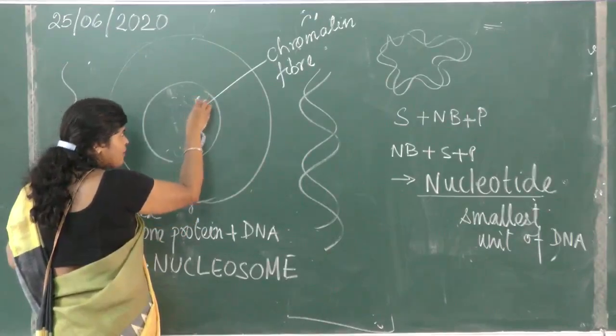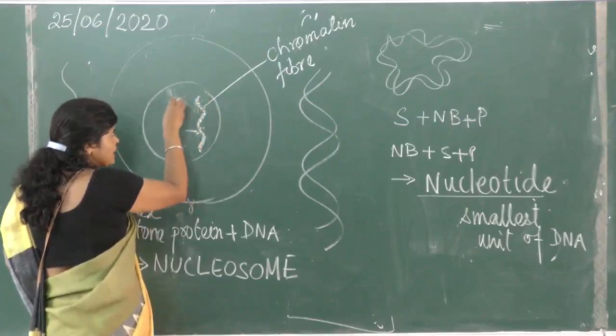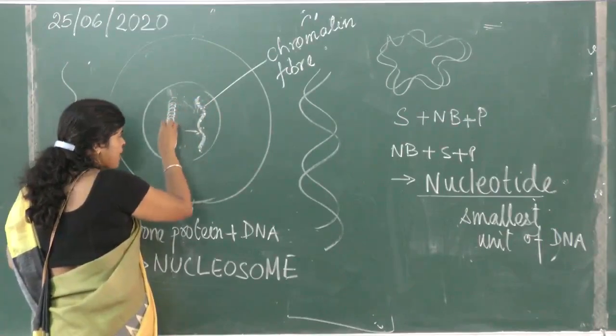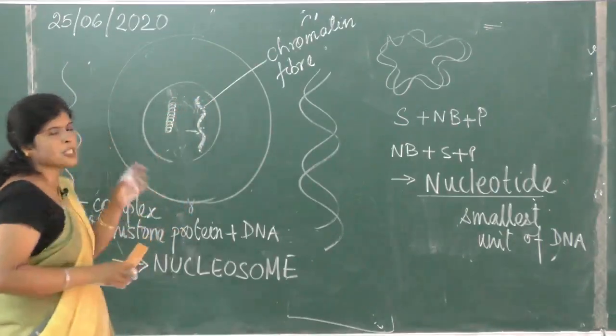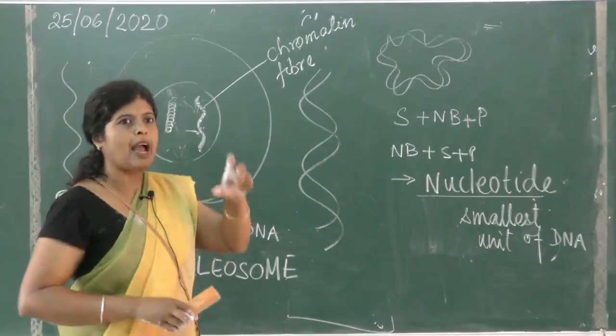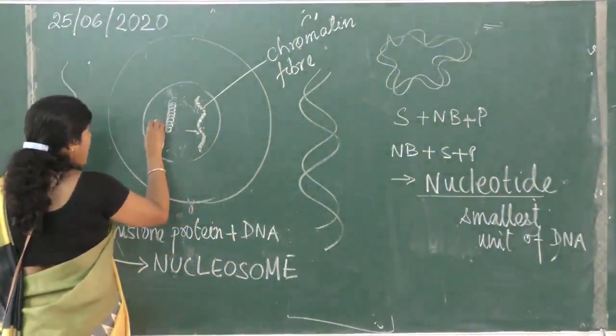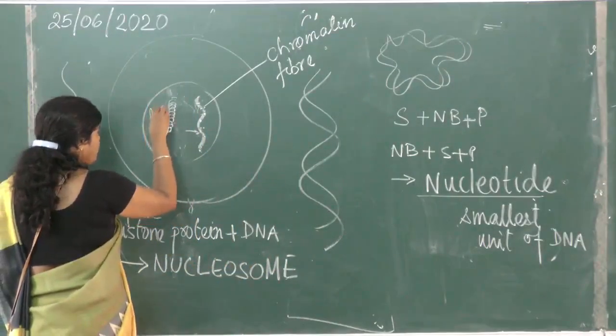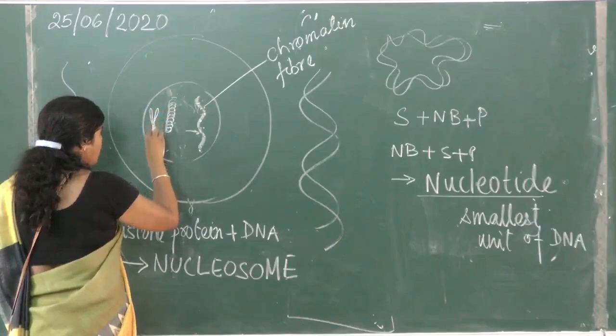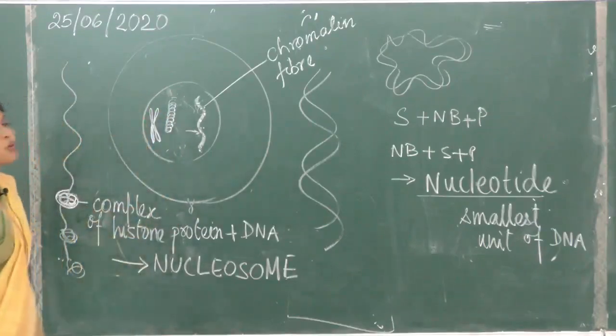Now this chromatin fiber coils up more, and forms a very short and thick and prominent structure. If you see this structure under a microscope, it will appear like this, and now we call this a chromosome.